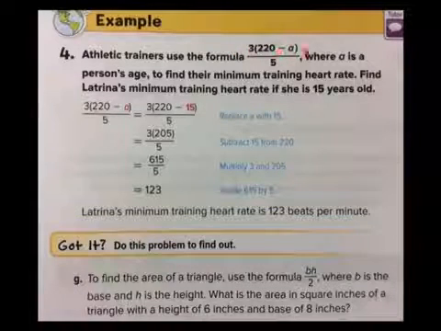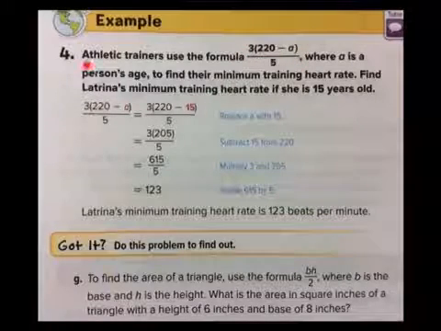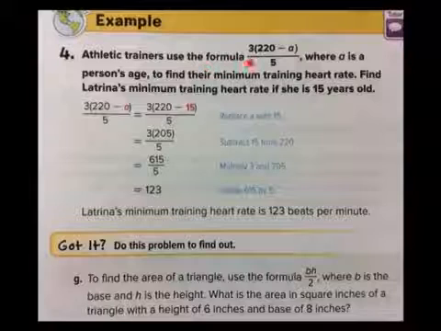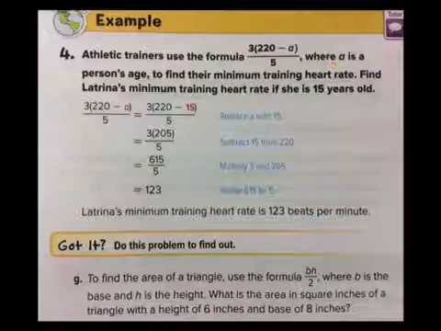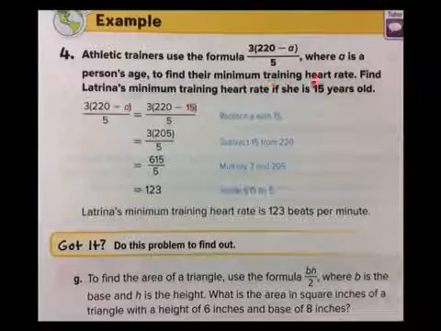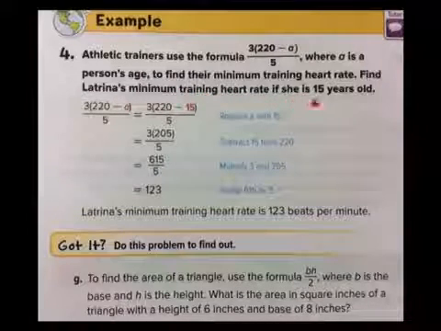Okay? And this is a formula used to find a person's heart rate. Athletic trainers use the formula 3/5 times (220 minus A), where A is the person's age, to find their minimum training heart rate. Find Latrina's minimum training heart rate if she is 15 years old.